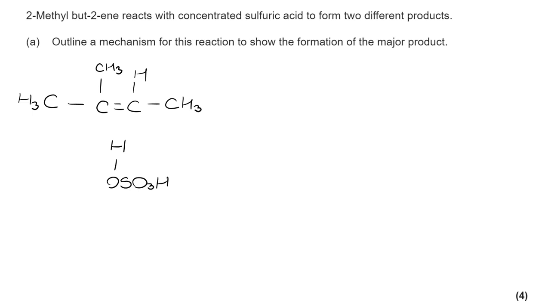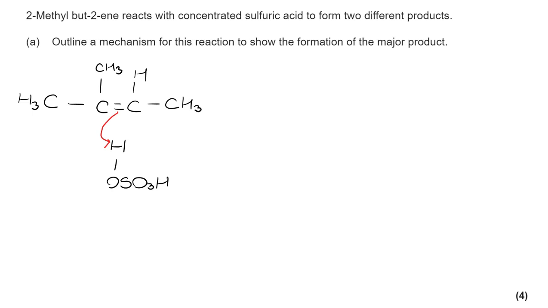Now for the mechanism, I've then got to start thinking about what's going to attack where. And in the H2SO4, I've got a delta positive H. Now that means that it's going to attack the electron-rich double bond. Here's the difficulty. You've got to remember that the arrow will always represent the direction of electron flow. It will always go electron-rich to electron-deficient. So my curly arrow, my first mark, goes from the double bond to the H.